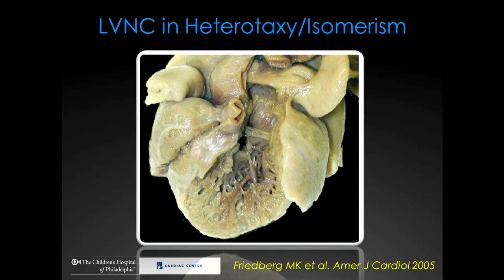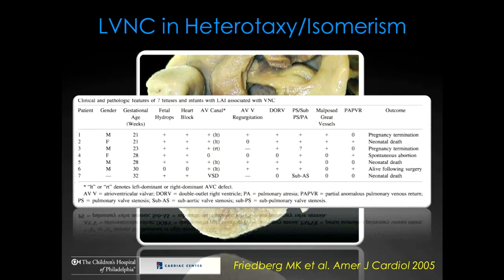And this has been highlighted in a paper from Stanford. This is a path specimen of a fetus who had fetal demise, who had an AV canal defect with left ventricular noncompaction and congenital complete heart block. And you can see in this cohort of 7 fetuses, 6 out of the 7 had heart block and fetal hydrops, and all of those pregnancies were either terminated or resulted in death. The only patient who survived these findings of noncompaction with isomerism is the patient who did not have heart block.